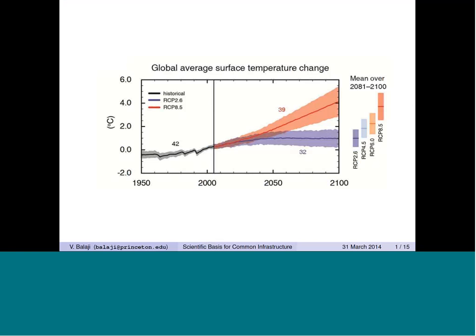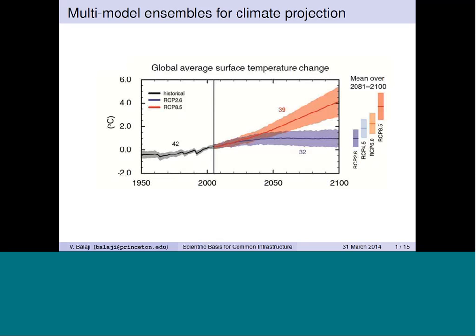So let's start by looking at a famous figure, which is from the Summary for Policymakers of the IPCC AR4 report. This is a kind of picture that's produced from multi-model ensembles which are used for climate projection and are widely used in this sense. What this picture is showing is, for the historical period, an ensemble of 42 models. That's what that number 42 means. And the black line is the mean of all those models.